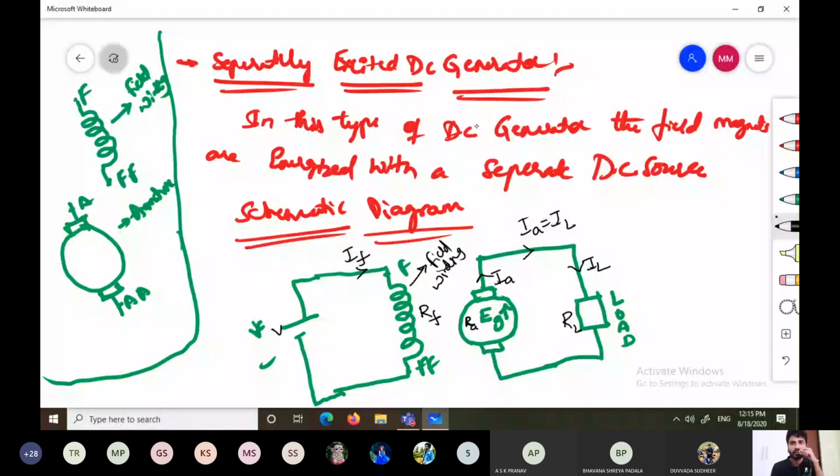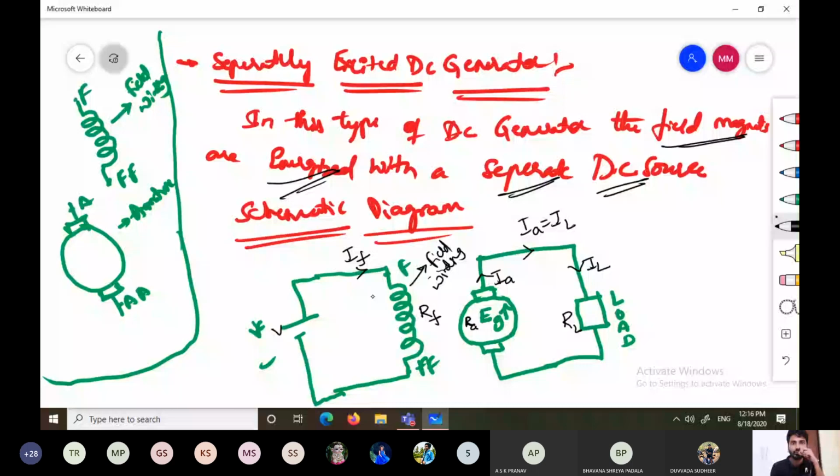As the name itself indicates, separately excited means the field magnets are energized with a separate DC source. From the definition point of view, this field winding is excited with a separate source. That means the field winding is connected with a separate source in this diagram.